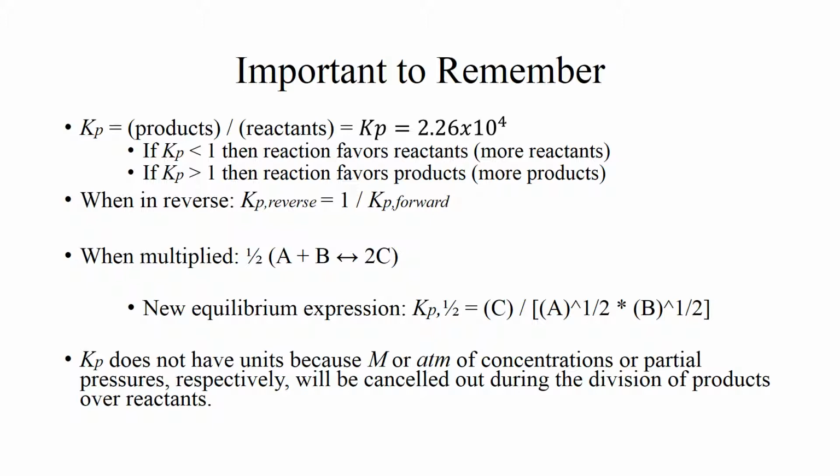Furthermore, when multiplied, in this case by 1/2 in the generic equation A plus B at equilibrium with 2C, you get a new equilibrium expression that Kp 1/2 equals C divided by A to the 1/2 times B to the 1/2. Notice that the 2 here in front of the C is cancelled out by the multiplication of 1/2. And lastly, Kp does not have units because molarity or atmospheres of concentrations or partial pressures respectively will be cancelled out during the division of products over reactants.